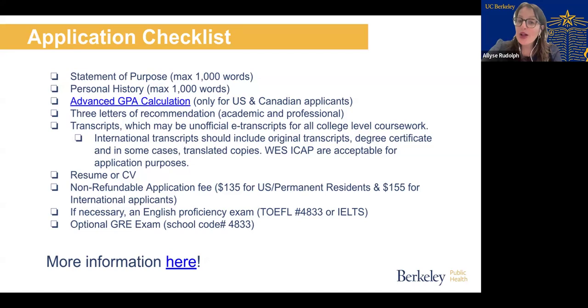There is a non-refundable application fee, $135 for US citizens and permanent residents, or $155 for international applicants. And then if you completed your undergraduate degree in a country where English was not the primary language, you may be asked to submit a TOEFL or an IELTS score as well. And then great news, the GRE is not required. So not something you have to worry about if you haven't taken it, but if you have taken the GRE, you are welcome to send us those scores, and we've included the school code.